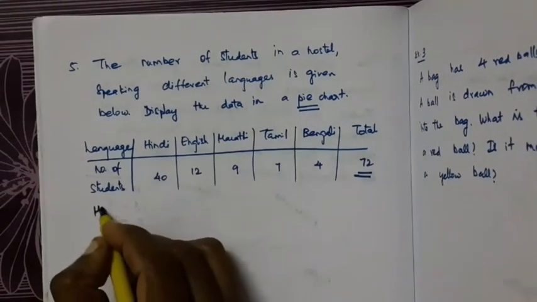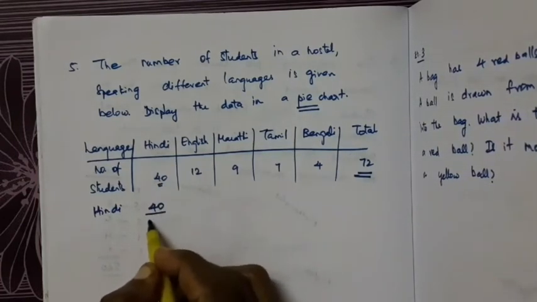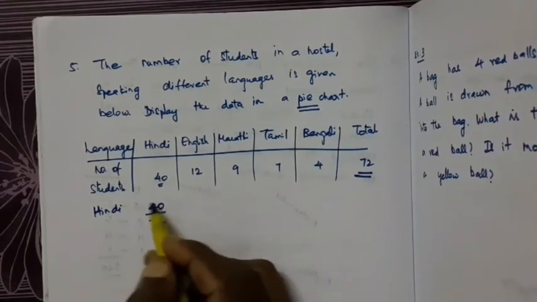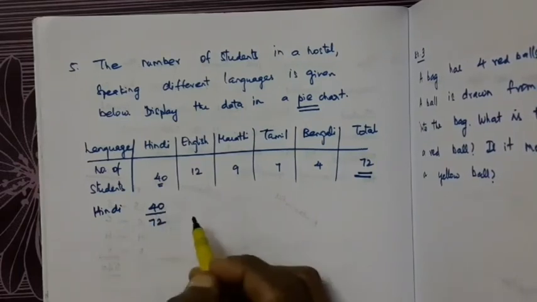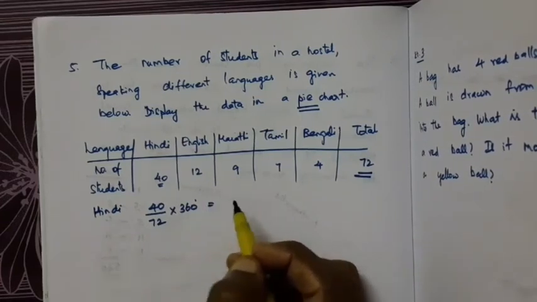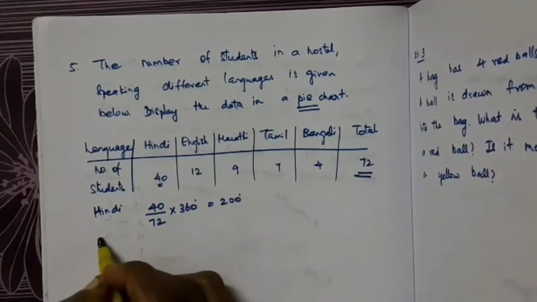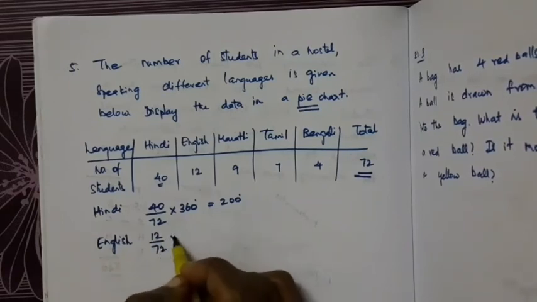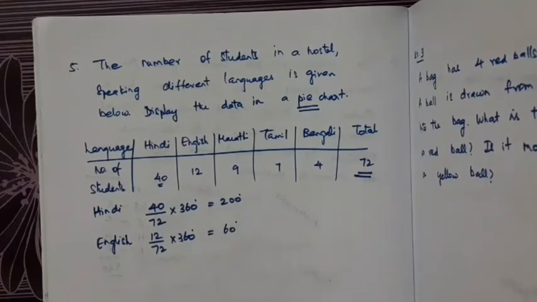So first we start with Hindi. The Hindi speaking is 40 out of 72. This is the fraction of students speaking Hindi, which is 40 divided by the total, 72. I want to convert this into an angle, so multiply by 360 degrees. This is equal to 200 degrees. The next is English: 12 divided by 72 multiplied by 360 degrees, that is 60 degrees.